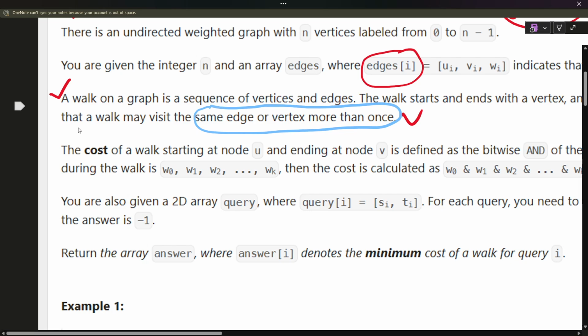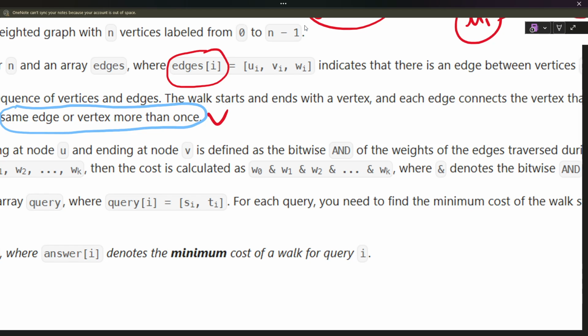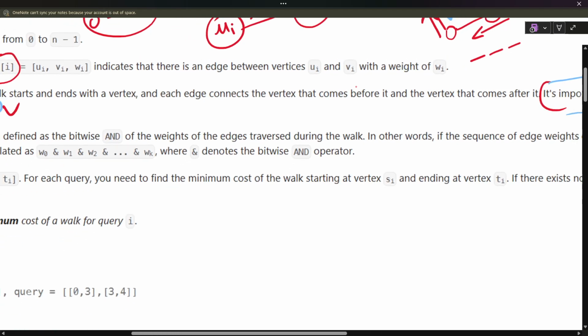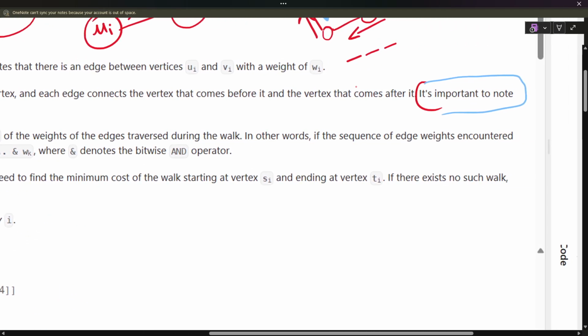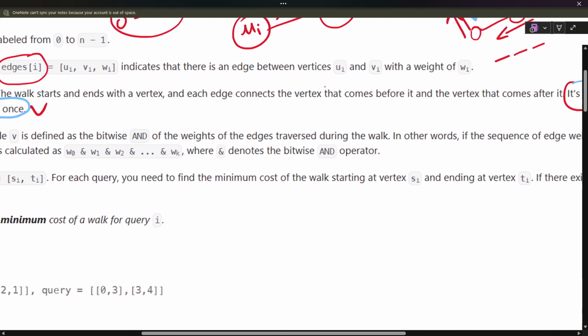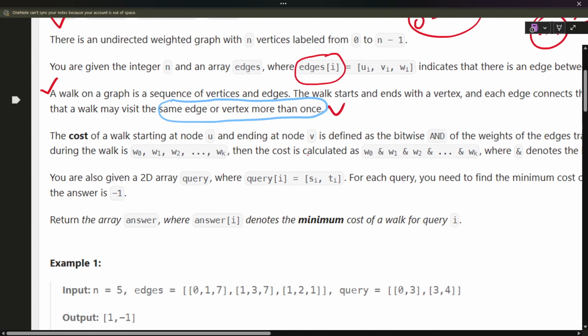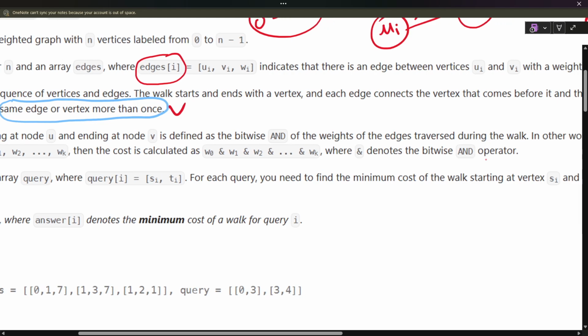The cost of a walk starting at node u and ending at node v is defined as the bitwise AND of the weights traversed during the walk. In other words, if the sequence of edge weights encountered by the walk is w0, w1, w2 and so on, then the cost is calculated as follows.